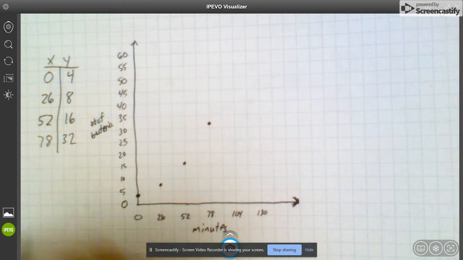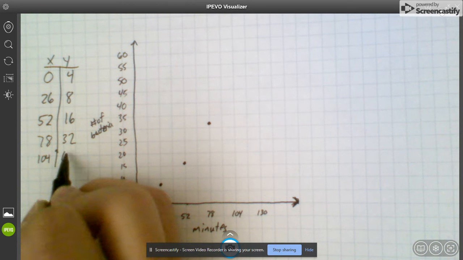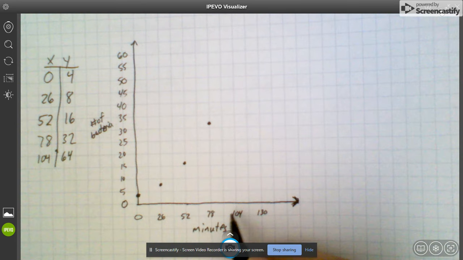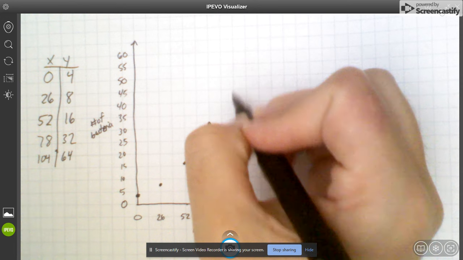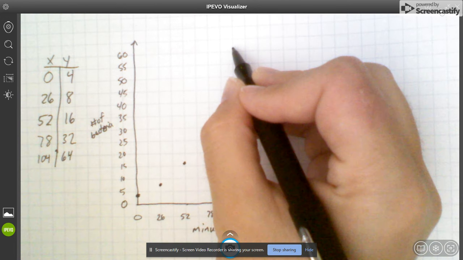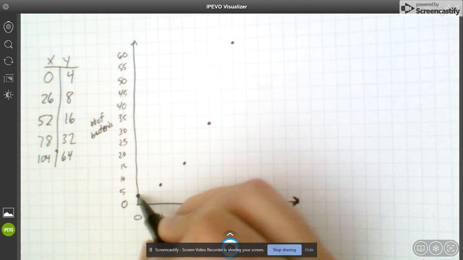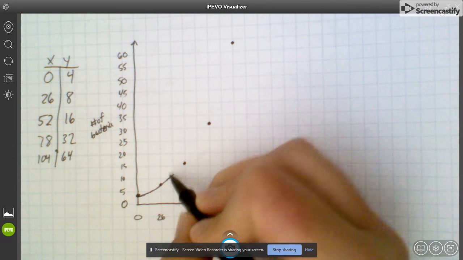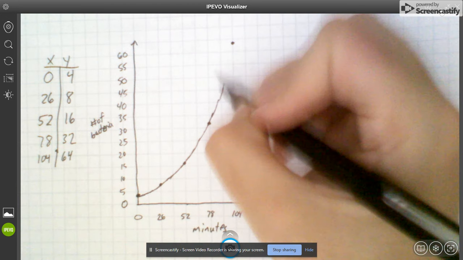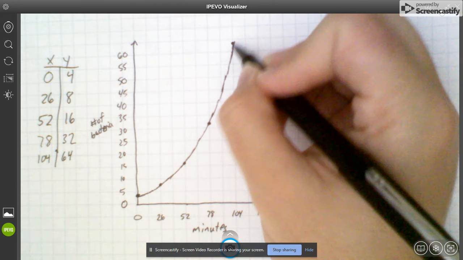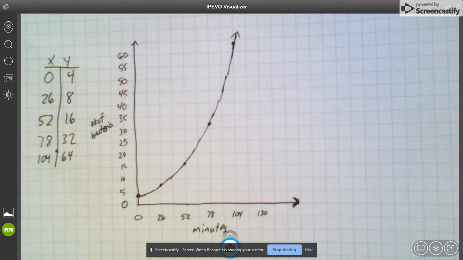And I think I'm going to go one more. If I remember correctly, it was 104 and 64. So 104 is my next line, and 64 is all the way up here. What that should allow you to see is that we're starting to develop a nice exponential curve. And the next one will be 128, which would just continue that same pattern.